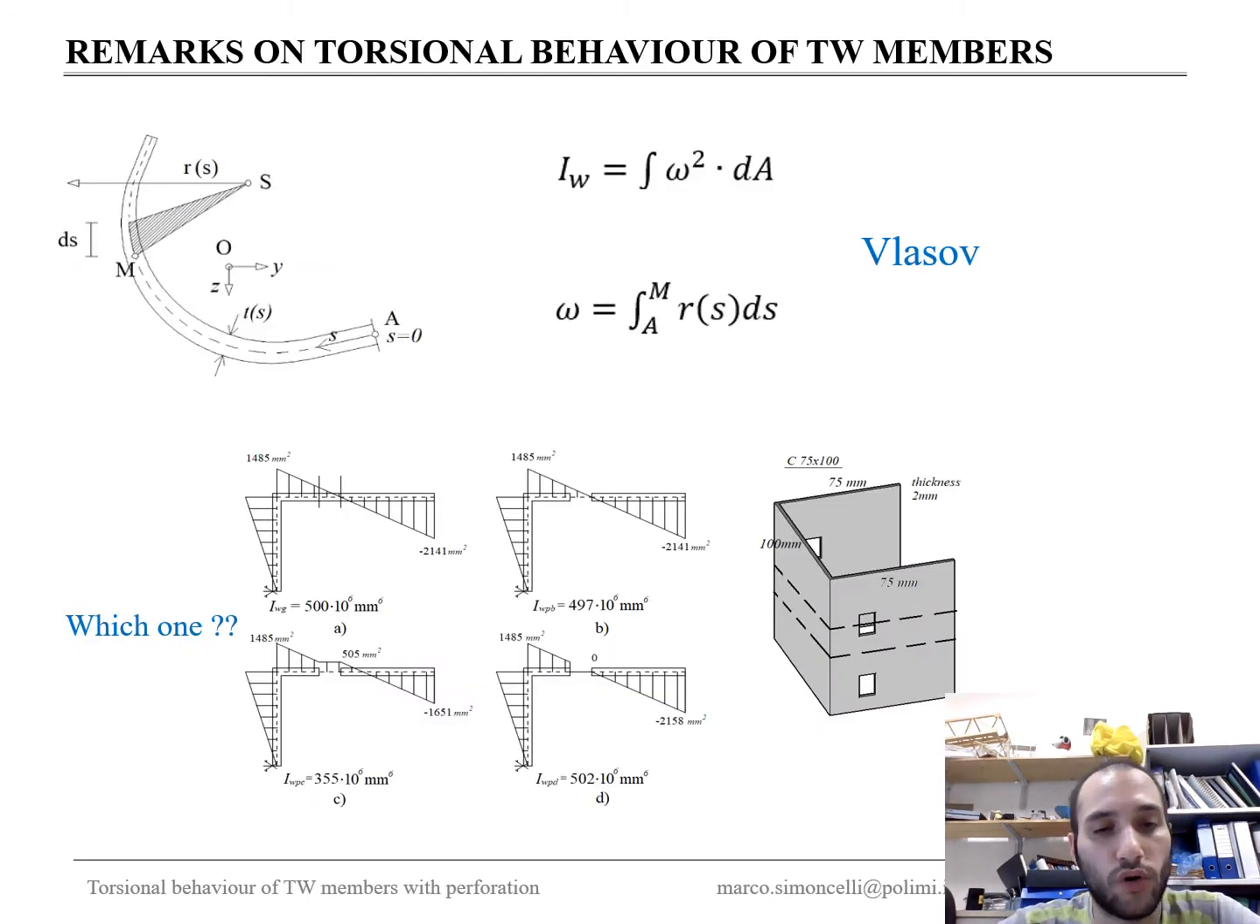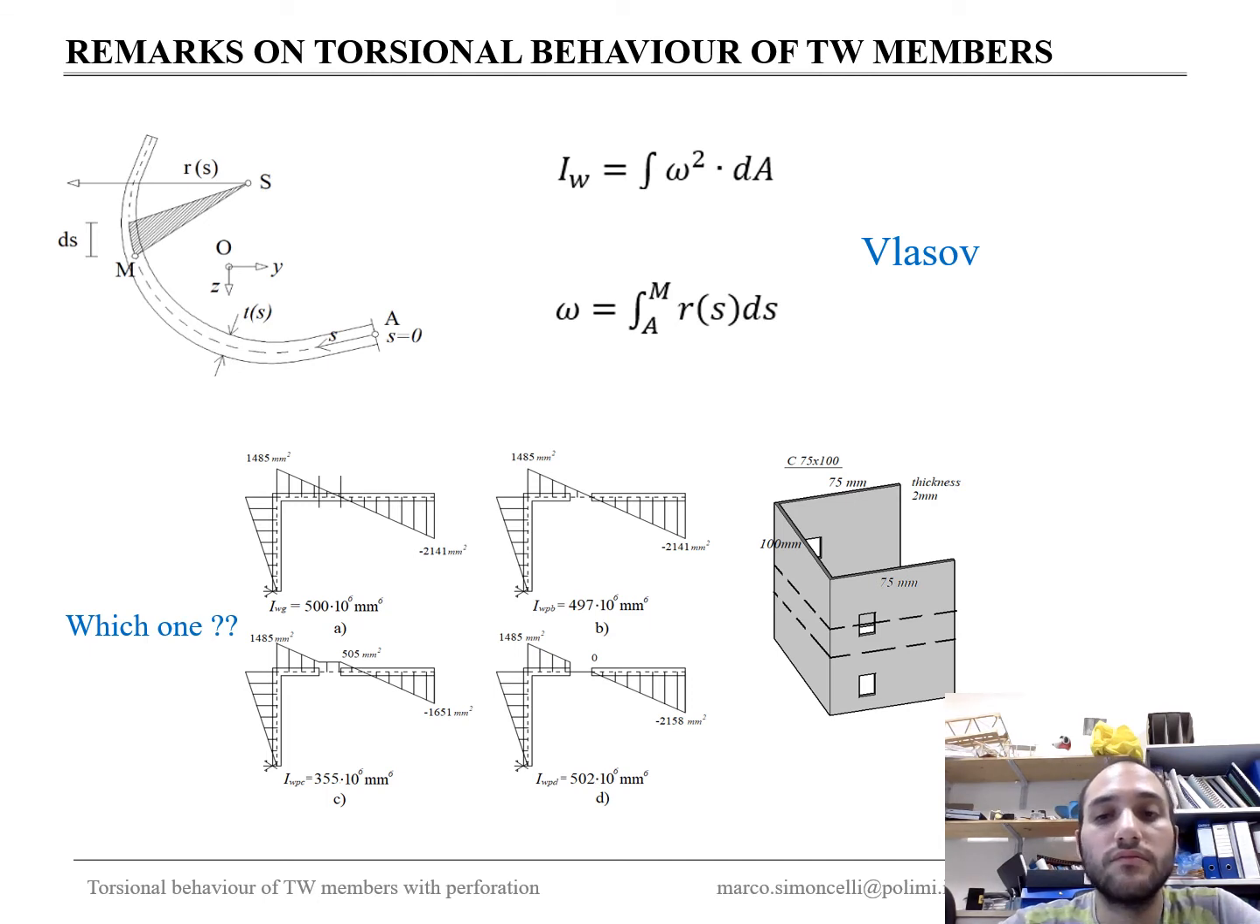Very short recall on the warping constant theory. The warping constant is derived from Vlasov theory and is directly connected to the sectorial area. You know, the sectorial area can be estimated by following, let me say, the shape of the cross section. Once you know the sectorial area, it's easy to calculate the warping constant. But the very initial problem is, what is the sectorial area of a perforated cross section?